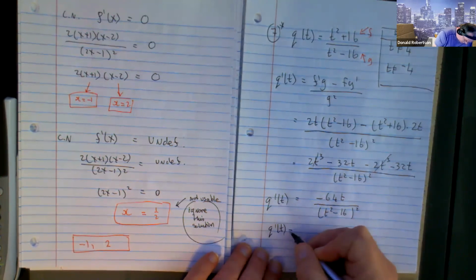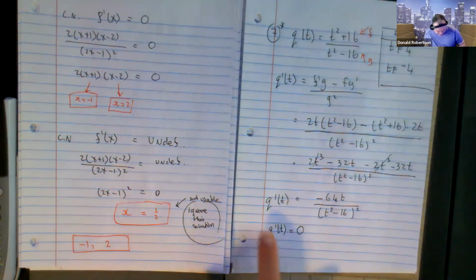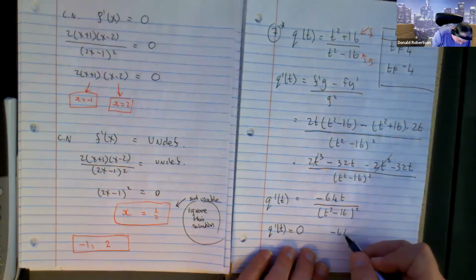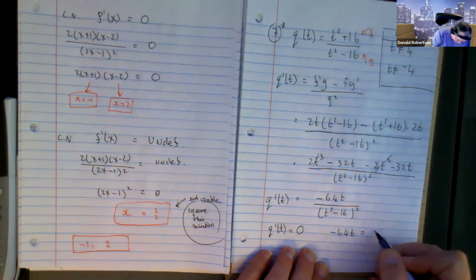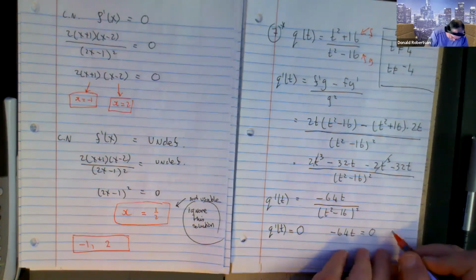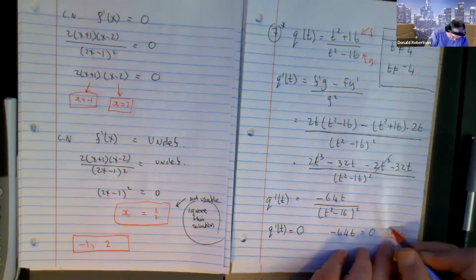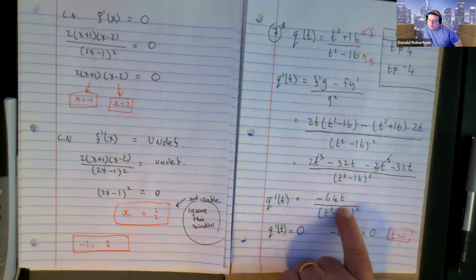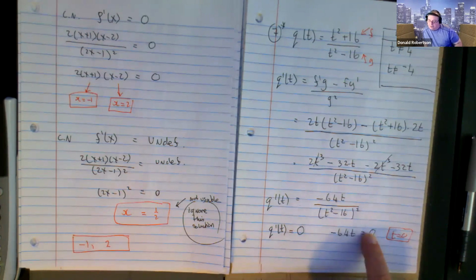Let's find out when the derivative is 0. Would you agree that this fraction is only going to be 0 when the top is 0? And would you agree that the value of t that makes that happen is 0? So there's a critical number at t equals 0, right? Top is 0. When this is 0, t has to be 0.